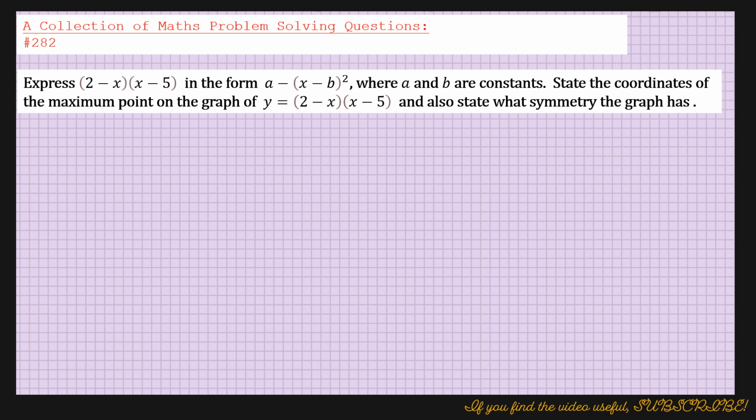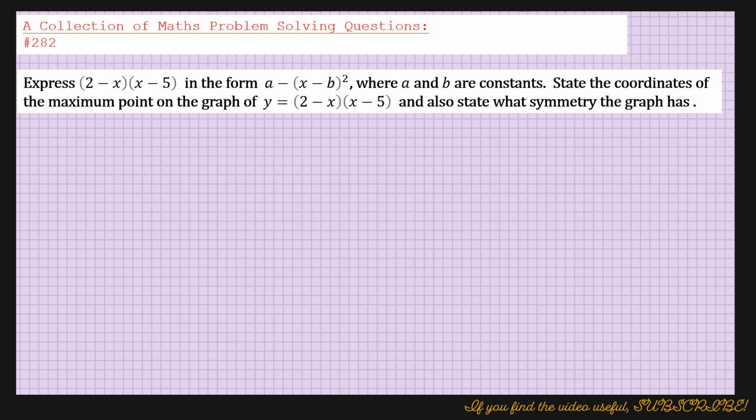Express (2 minus x)(x minus 5) in the form a minus (x minus b) whole squared, where a and b are constants. State the coordinates of the maximum point of the graph of y equals (2 minus x)(x minus 5), and also state what symmetry the graph has.